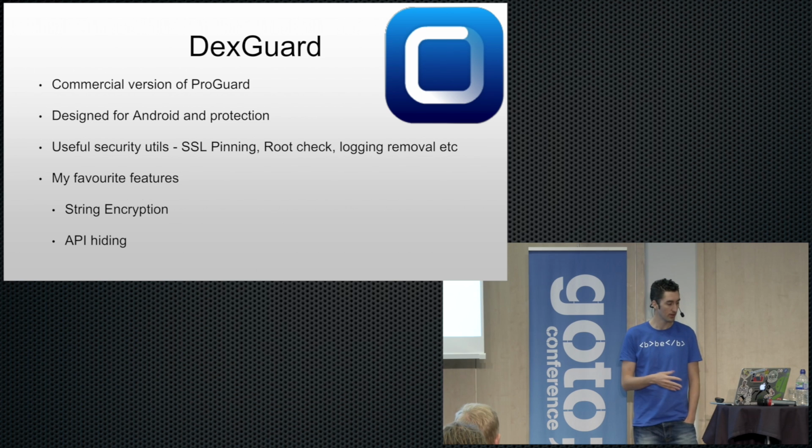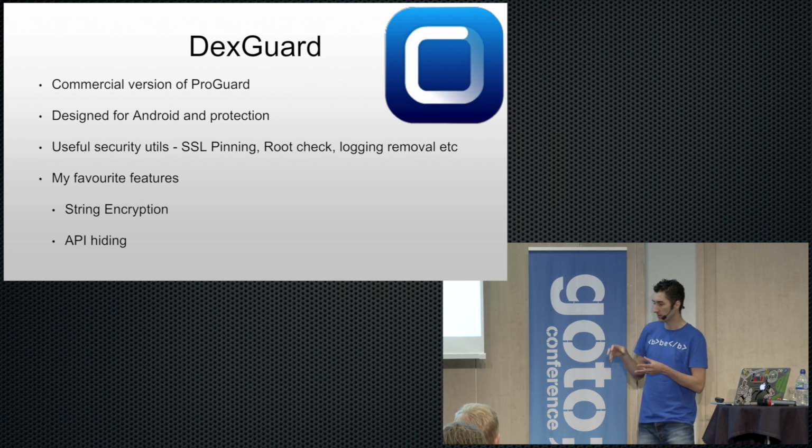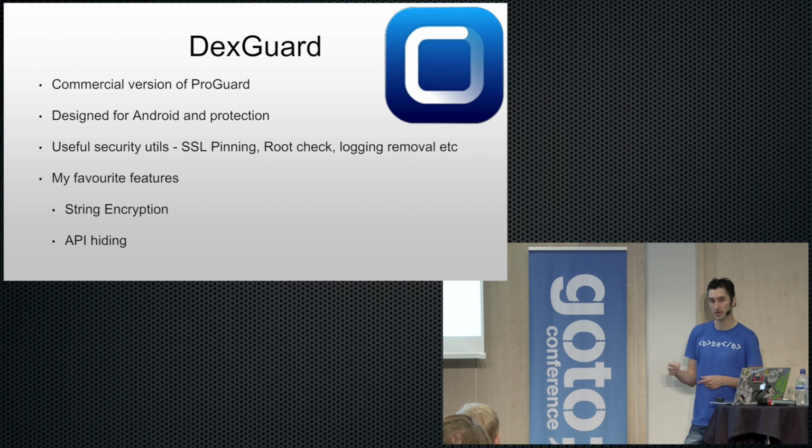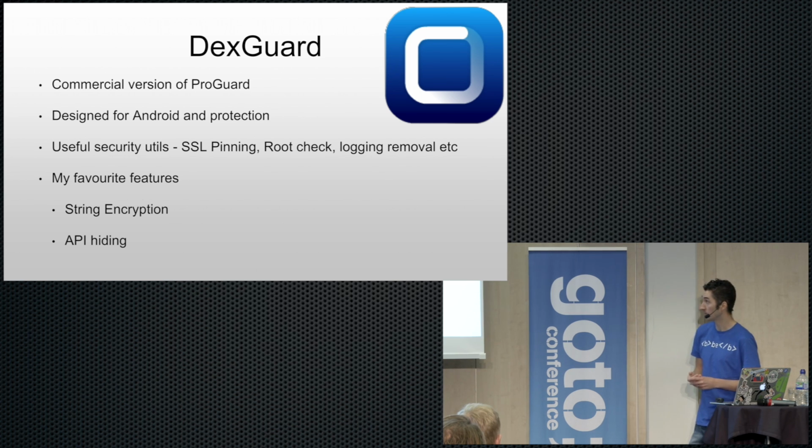The other one is API hiding, and that's part of the DexGuard process. It changes anything that's been hidden into a Java reflection-based call. And when you reverse engineer it, it's a lot more difficult to figure out what's going on, the flow of the app.